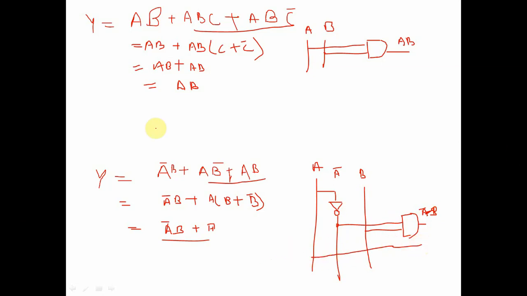The second term is a, and in between these two terms, which gate is present here? An OR gate is present here. This one is the final expression. This one is the A. So the final answer in this expression is a bar b plus a, the final expression of these equations.